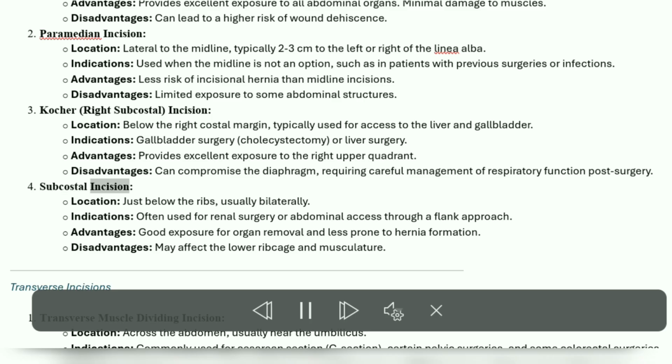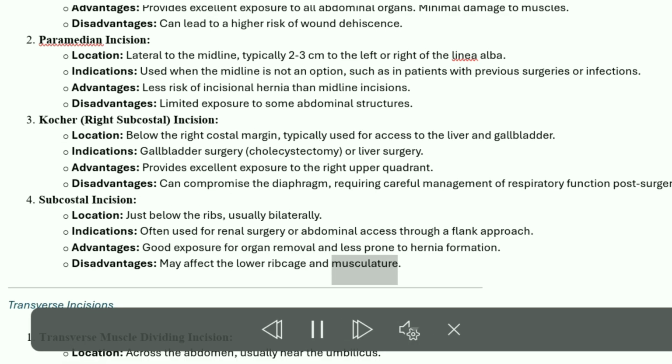Subcostal incision. Location, just below the ribs, usually bilaterally. Indications, often used for renal surgery or abdominal access through a flank approach. Advantages, good exposure for organ removal and less prone to hernia formation. Disadvantages, may affect the lower ribcage and musculature.